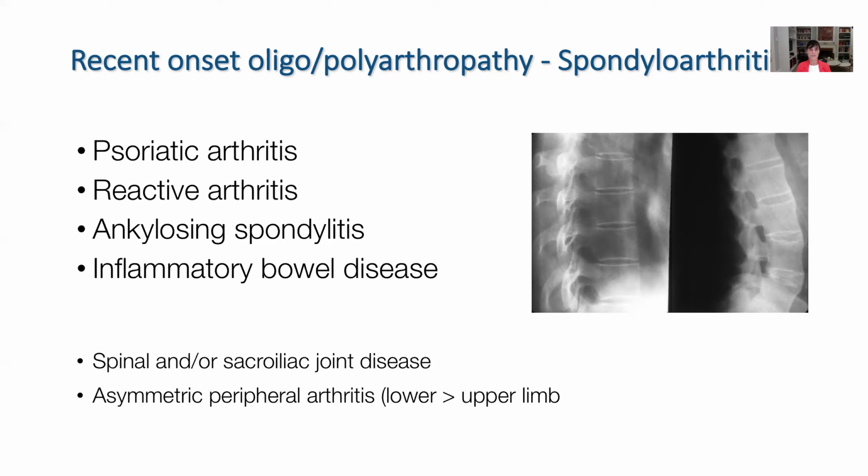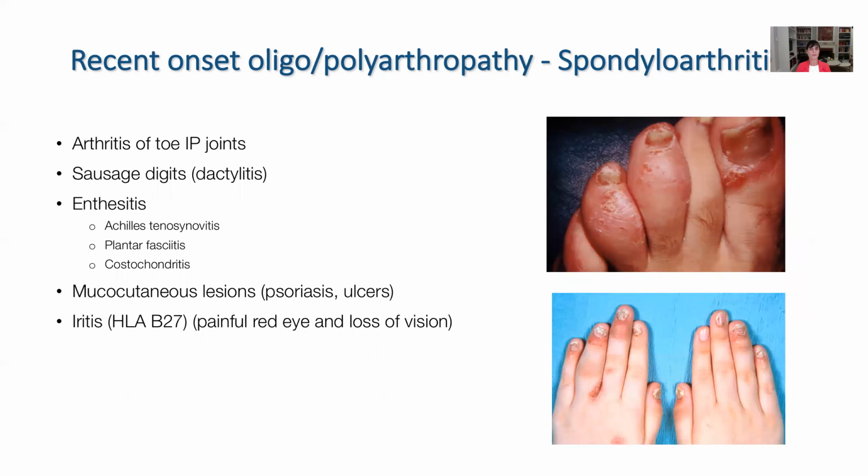And these patients often have a peripheral arthritis that is asymmetrical and more commonly affects the lower limb than the upper limb. There are a number of characteristic features. For example, arthritis of the toe interphalangeal joints is quite uncommon and may suggest a spondyloarthritis, although occasionally it can occur in osteoarthritis. This associated with tenosynovitis and sometimes a true periosteal reaction that is only evident on X-ray may give rise to the so-called sausage digit or dactylitis appearance, as you can see in this top photograph.